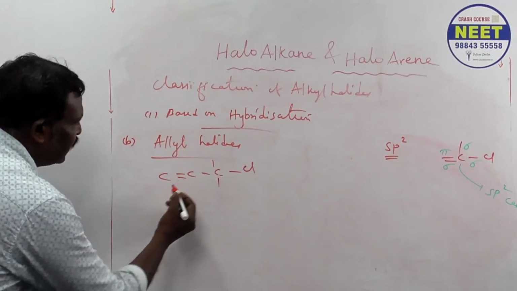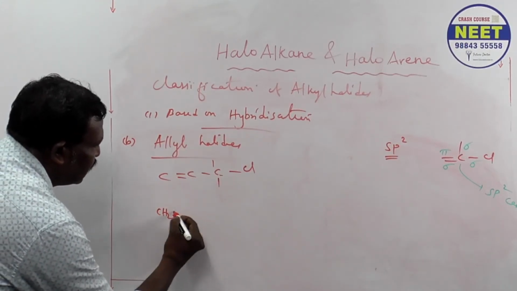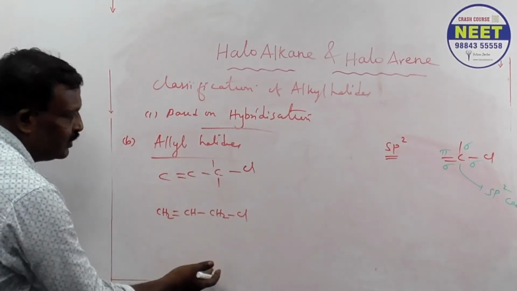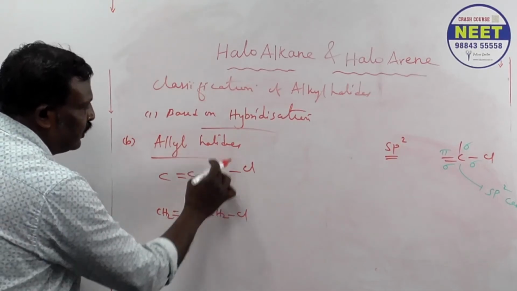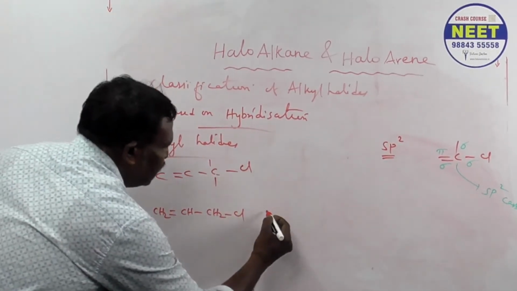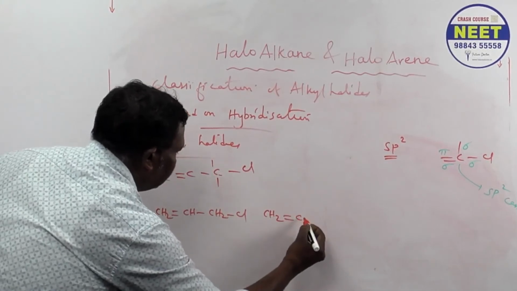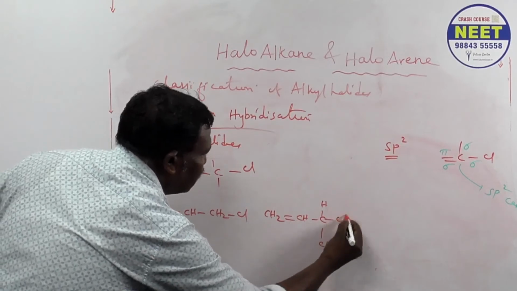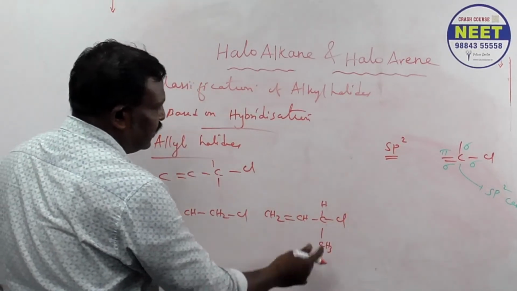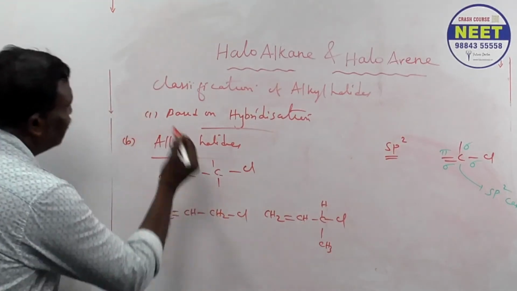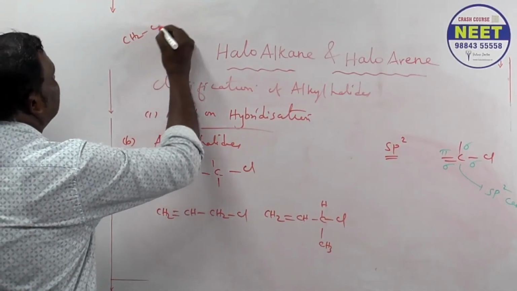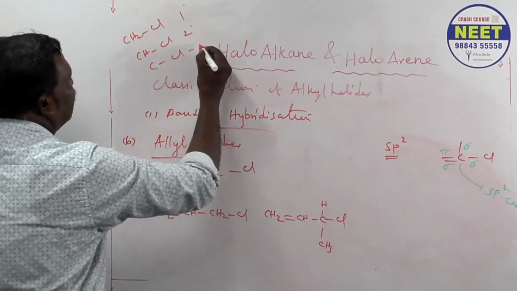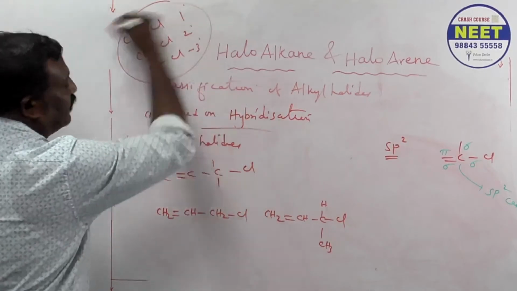Suppose here CH2Cl, then I replace both sides with H, H. If I put CH here, with one side H and one side CH3, then simply remember, it's a very simple one. CH2Cl means primary. CHCl means secondary. CCl means tertiary. Just remember like that.